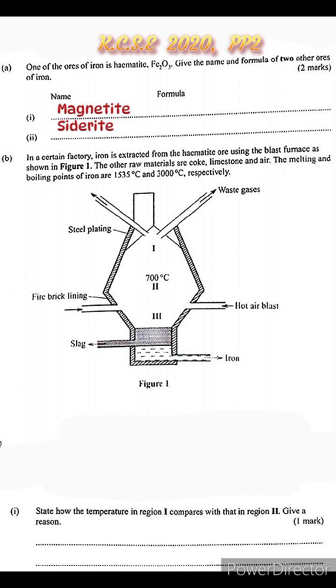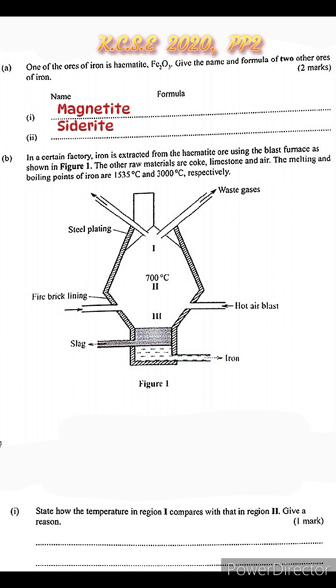Part B. In a certain factory, iron is extracted from the hematite ore using the blast furnace as shown in figure 1. The other raw materials are coke, limestone, and air. The melting and boiling points of iron are 1535 degrees Celsius and 3000 degrees Celsius respectively. So that means that the melting point of iron is 1535, while the boiling point is 3000 degrees Celsius.